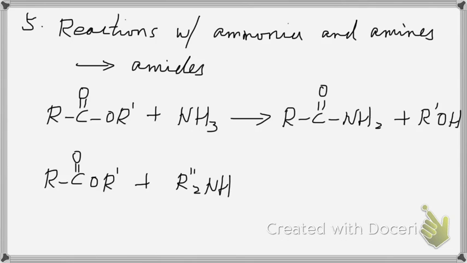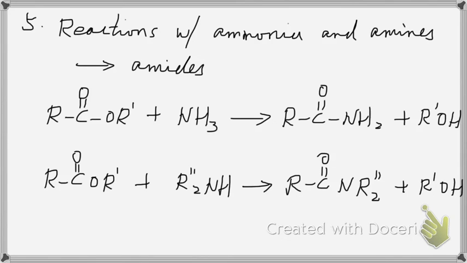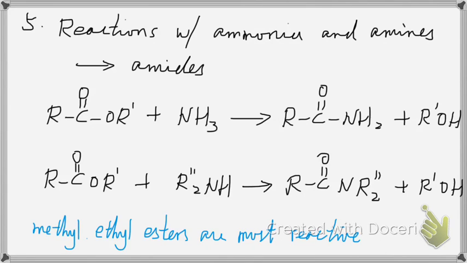If we react an ester with an amine, we can provide a substituted amide. Okay, these are the same type of reactions. We will talk more about this reaction when we get to the amide part. It's the same nucleophilic acyl substitution. It goes through the tetrahedral intermediate. All right. And the methyl and the ethyl esters are more reactive to make amides.